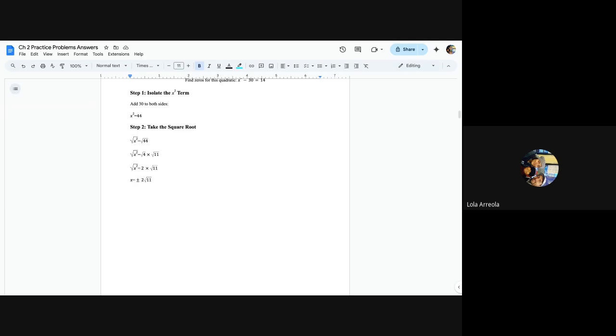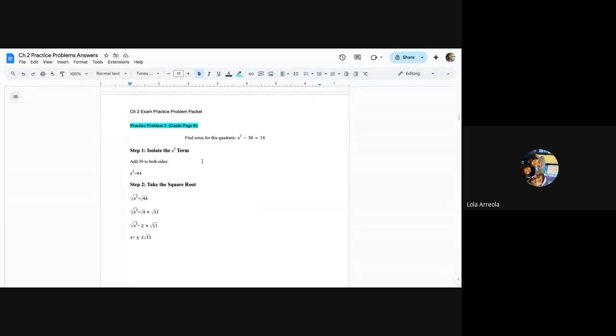So this is the practice problem. It's saying find the zeros for this quadratic. Okay, notice, why is it a quadratic equation? Because the highest term, which is x squared, the exponent is 2. So that makes it a quadratic function.